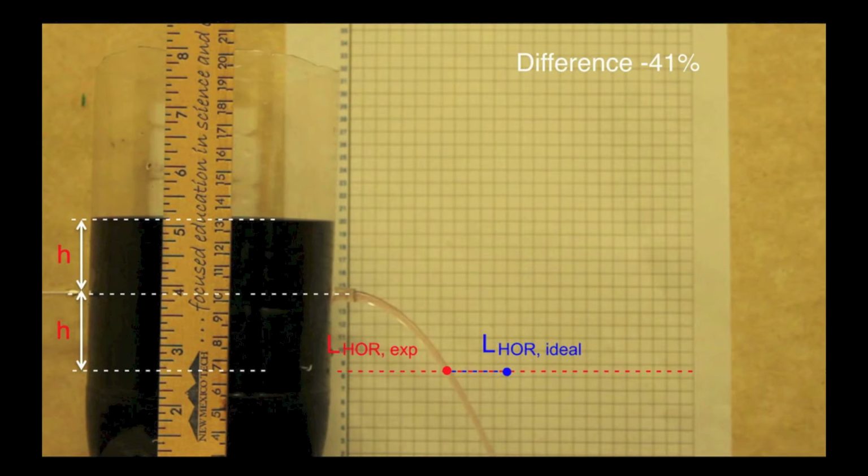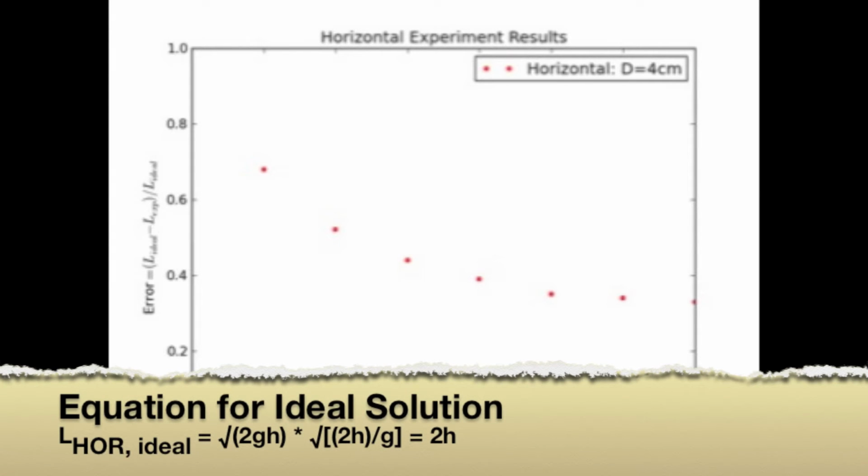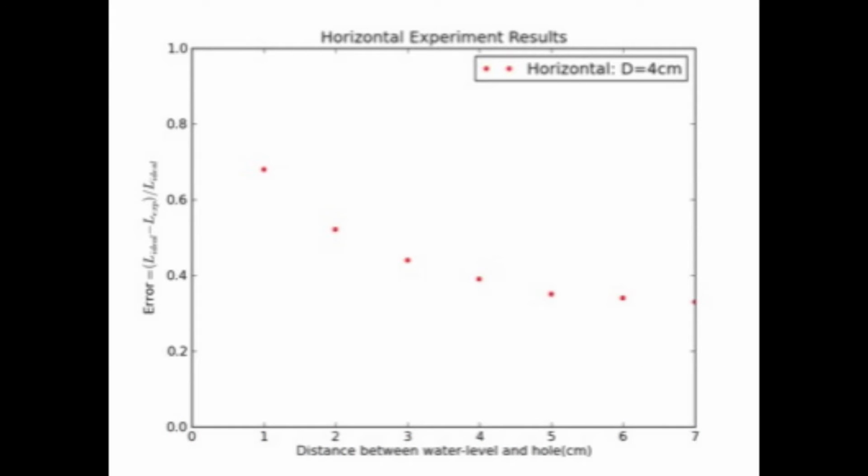This image was taken at a later time. As you can see, the horizontal distance has decreased as the height of the water is lowered. The graph is a summary of the horizontal flow experiment. The horizontal axis is the height of the water from the hole, and the vertical axis is the differences between our data and a theoretical prediction from Torricelli's law.